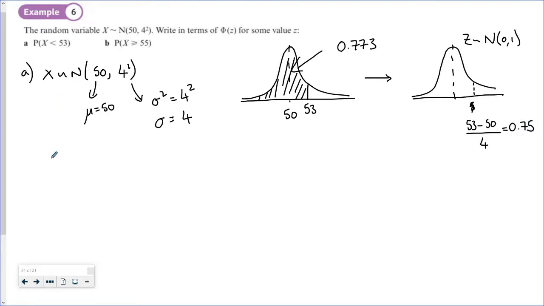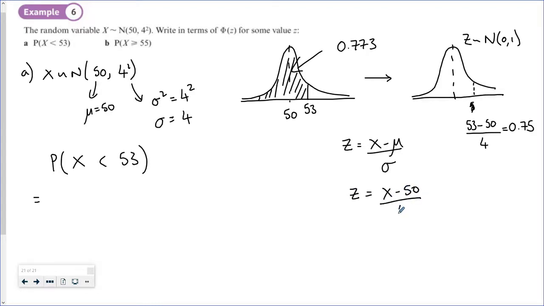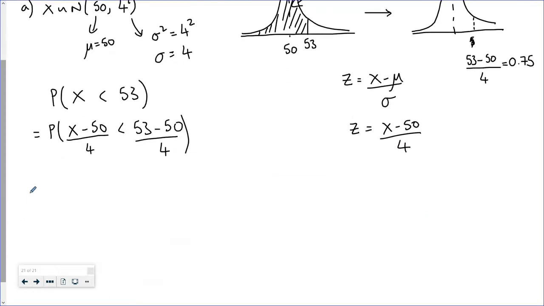The way that I think makes a bit more sense is to start with your probability statement to do with x and try and get z into this. So remember, z is going to be x minus mu over sigma. So in this case, z is going to be x minus 50 divided by 4. So in order to get that on the left hand side, we're going to take away 50 from both sides. And then we're going to divide both sides by the standard deviation, which is 4. We've done that because on the left-hand side of this inequality, we've got our standard normal random variable z, and we can just work out what the value of the right-hand side is, and we do get 0.75.